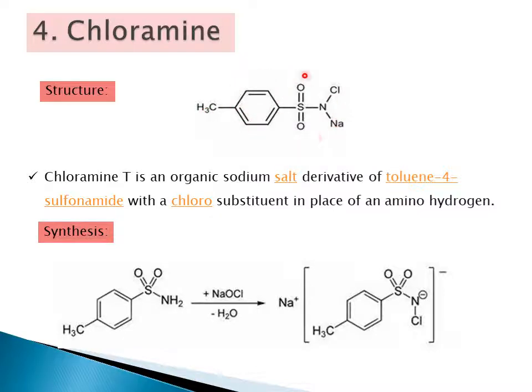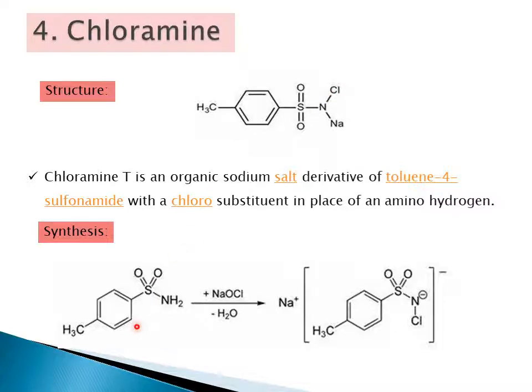Toluene, benzene, sulfonamide derivative. Both hydrogen atoms of this NH2 are replaced, one with chlorine and the other with sodium. So why sodium? It is available in the salt state. Chloramine T is an organic sodium salt derivative of toluene 4 sulfonamide. In this sulfonamide, the H is replaced with a chlorine substituent. Instead of one hydrogen, we are replacing that hydrogen with chlorine to get chloramine.